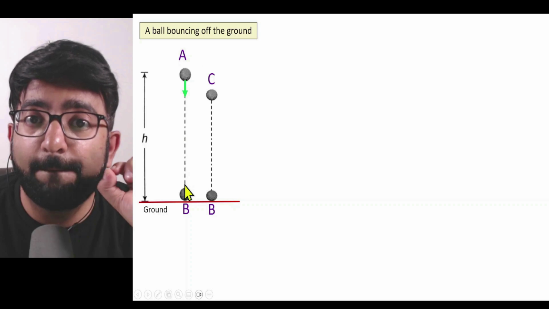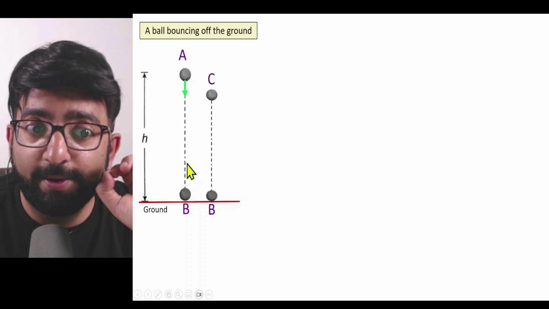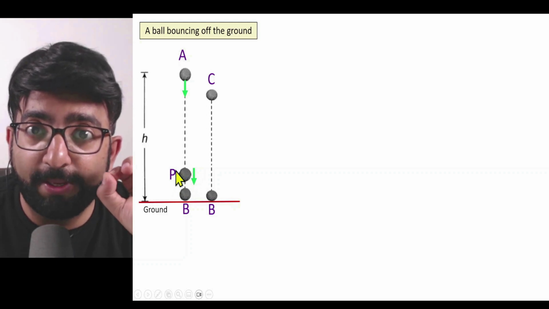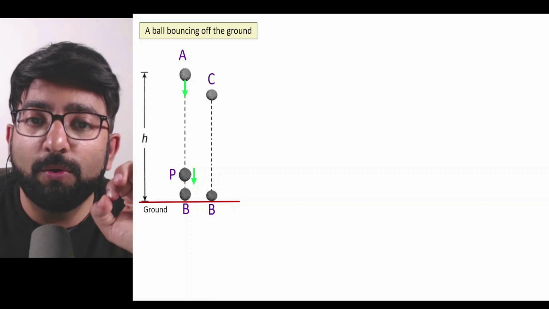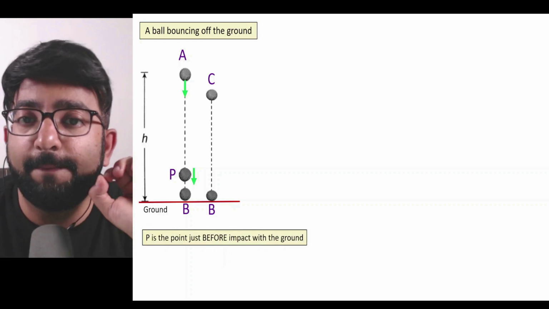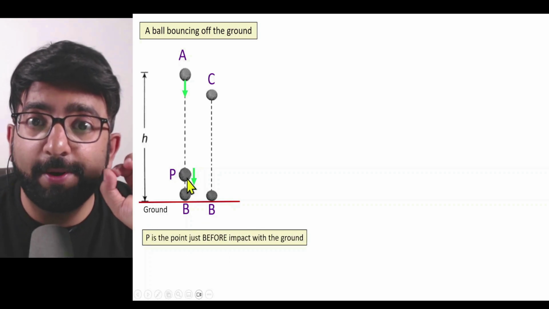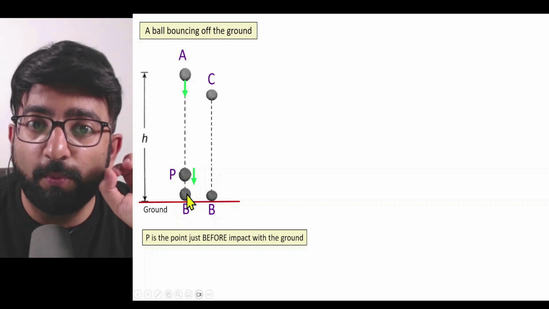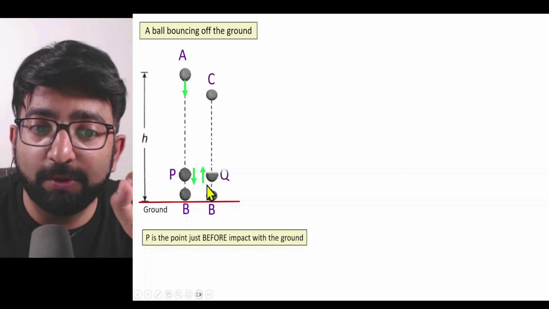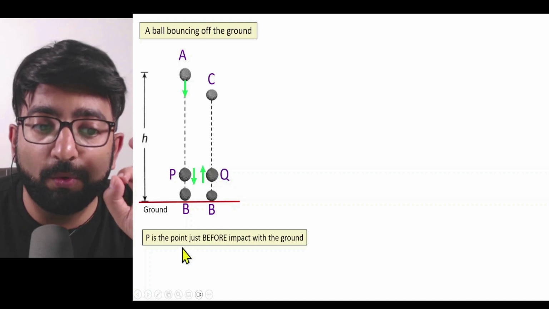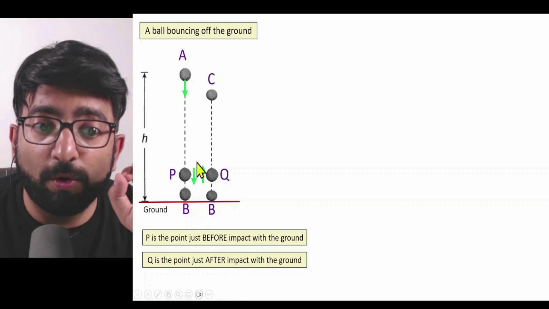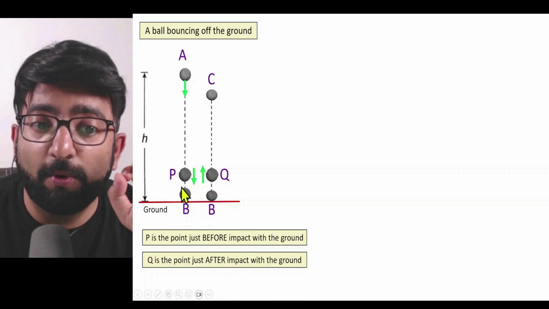It is going to speed up, but just before hitting the ground, let us draw the position of the ball. So let's say the ball is at point P when it is just about to hit the ground. So P is the point just before impact with the ground. Afterwards, the ball is going to collide with the ground at the point B, and just after the bounce, we can draw the position of the ball over here at the point Q. So Q is the point just after impact with the ground. And we can also see the direction of velocities at the points P and Q.